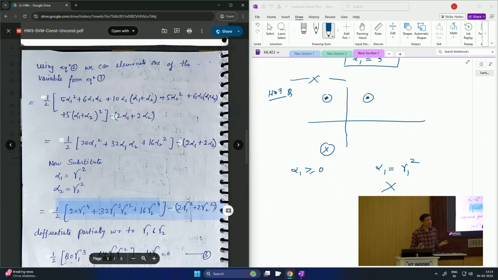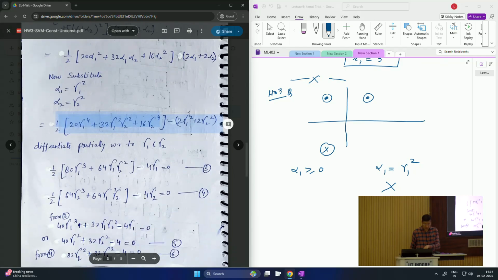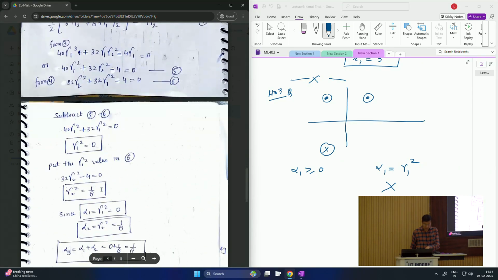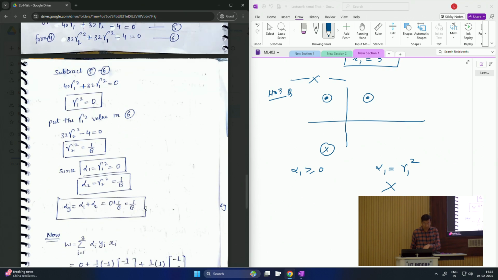So now what makes our life easier? Just make the gradient equal to 0. Whatever point you get will be a global minimizer. Everybody with me? Okay. So we differentiate with respect to gamma 1, gamma 2, and we solve it. So we get gamma 1 square 0, gamma 2 square this, gamma 3 square this. And then we get that alpha 1 is 0 and alpha 2 and alpha 3 both are 1/8.